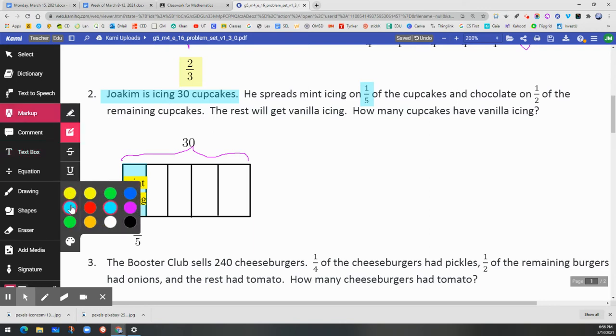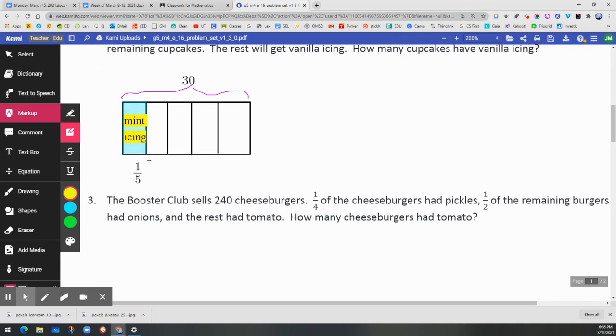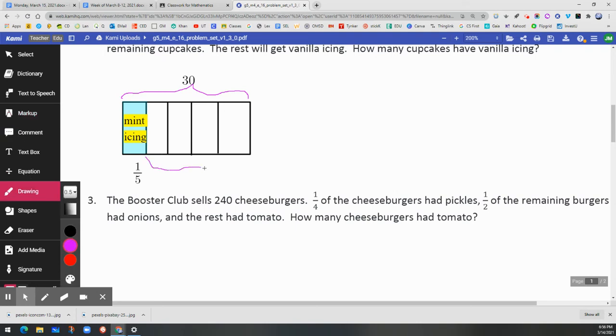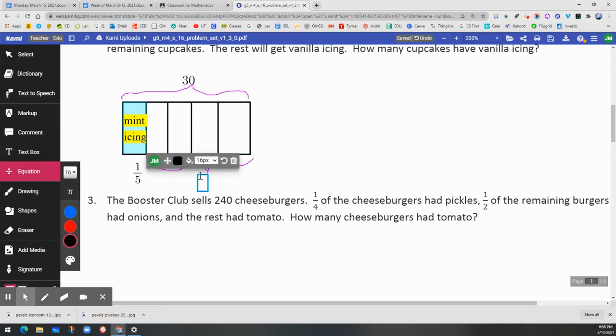Let's read it carefully. He spreads mint icing on 1/5 of the cupcakes, and chocolate on 1/2 of the remaining. Now that's key, my friends. When you hear the remaining, that means this part right here. And what is the remainder? Well, that's 4/5. If you look at that and count, that's going to say 4/5, okay?